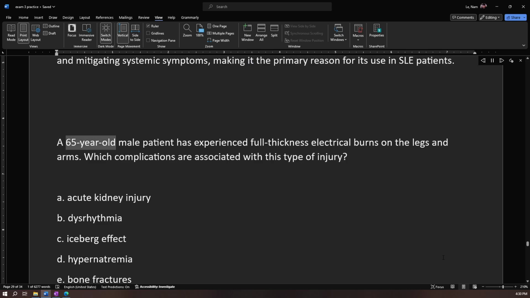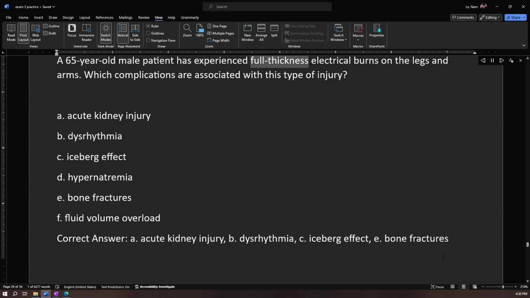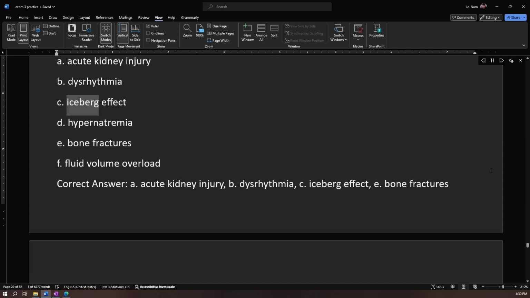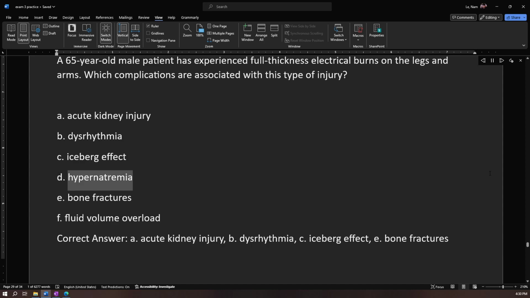A 65-year-old male patient has experienced full-thickness electrical burns on the legs and arms. Which complications are associated with this type of injury? A. Acute kidney injury. B. Dysrhythmia. C. Iceberg effect. D. Hypernatremia. E. Bone fractures. F. Fluid volume overload. Correct answer. A. Acute kidney injury. B. Dysrhythmia. C. Iceberg effect. E. Bone fractures.